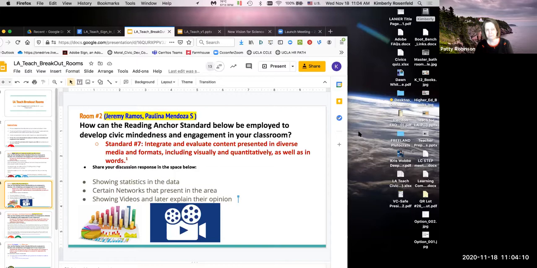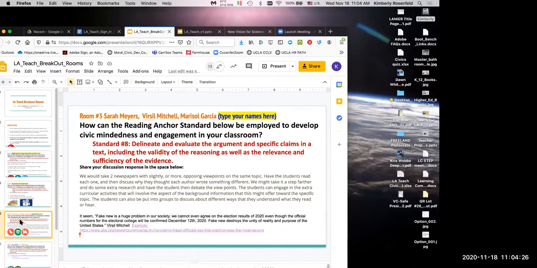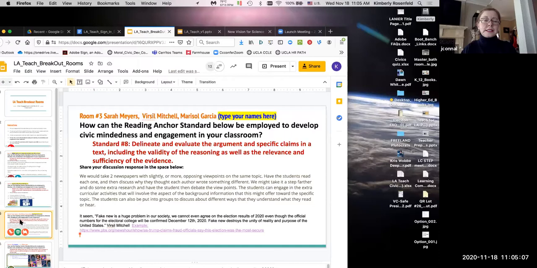Let's go to room three. We've got Sarah, Versil, Marisol. So we talked about, because it's all about evaluating and looking at the validity of text, taking two newspapers with different points of view, having the students read both and then discuss why the author wrote one or the other a different way. And then possibly taking it a little bit farther and looking into the background of those authors and seeing how that impacted it. It also came up a lot about fake news and the election. Yeah, so important today, isn't it? Yeah. Let's go to room four.